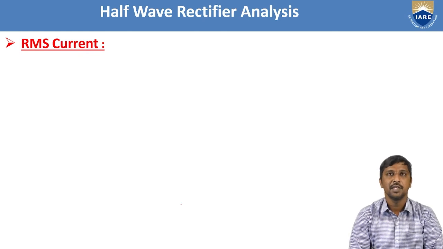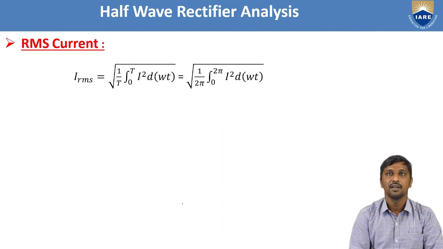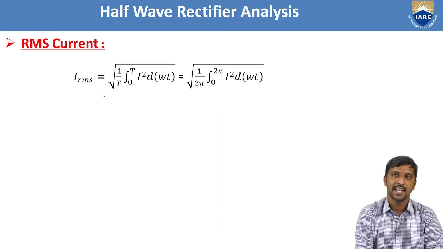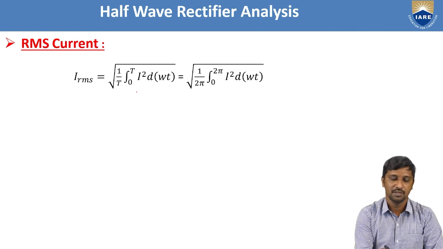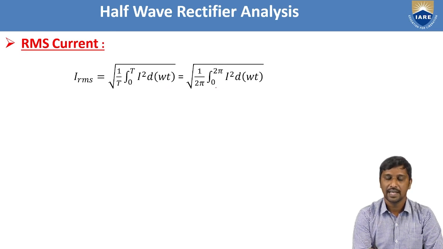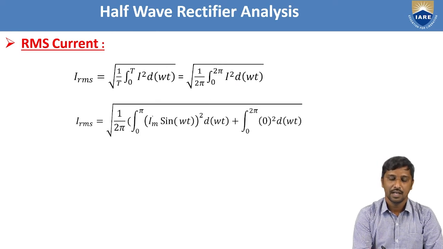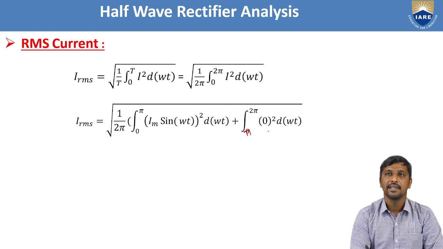So similarly, we need to calculate a root mean square current here, IRMS. The definition is the same. IRMS is equal to the square root of (1 by 2 pi) integral of 0 to 2 pi of i square d omega t. We again apply the limits here, 0 to 2 pi. From 0 to pi we have the current Im sin omega t, and from pi to 2 pi there is no current, which is represented as 0.